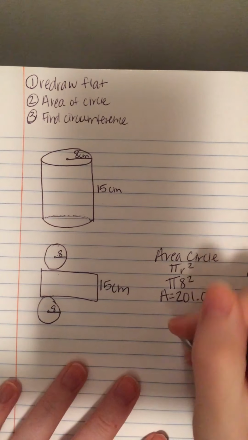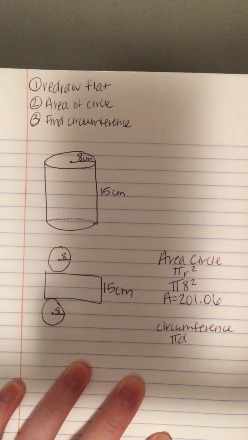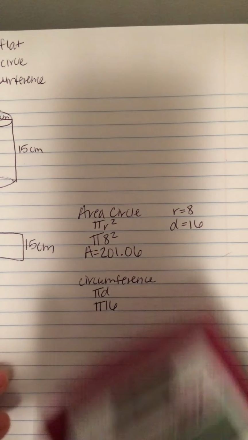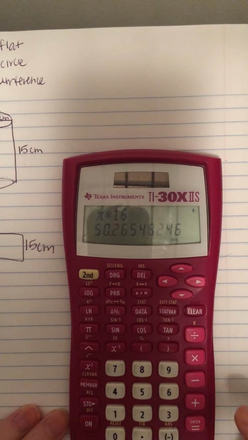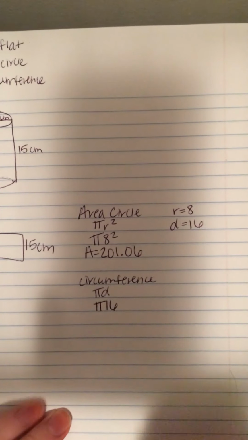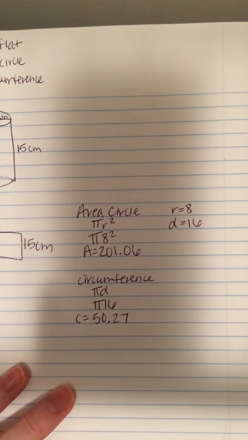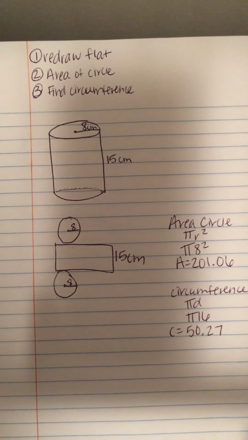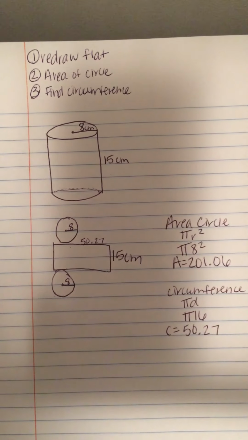The circumference of my circle I know is pi times d. My diameter is 16, so I'm doing pi times 16 in my calculator. I got 50.27, rounding to 2 decimal places. Remember, the whole point of finding that circumference was so that I knew the length of my rectangle. So 50.27 is not going to be part of my solution. It's helping me find the area of my rectangle.